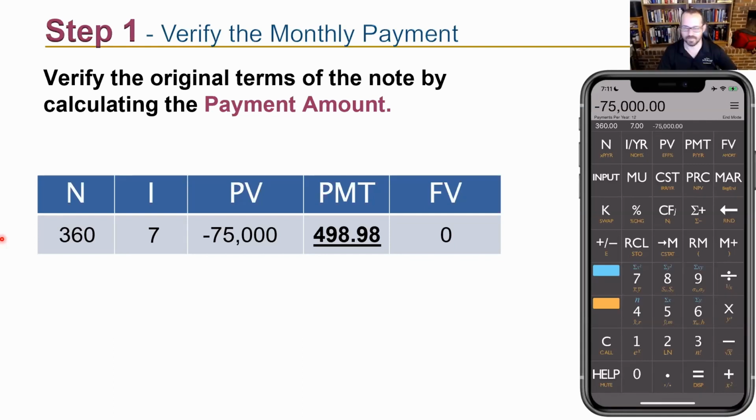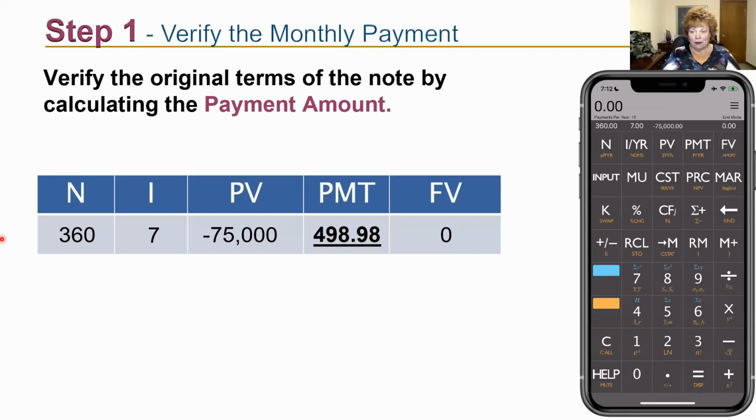No problem. And then we're going to put 0 into FV. And we want to solve for payment. Solve just means you press whatever you want to know, and voila, there it is. $498.98. Okay. So that is exactly what we have on the screen.